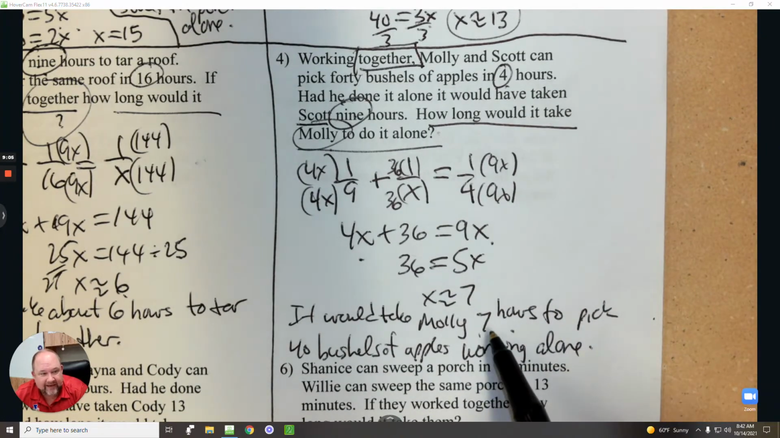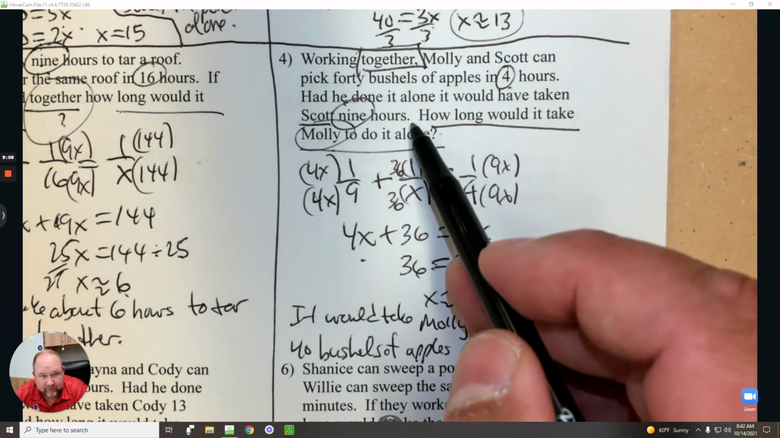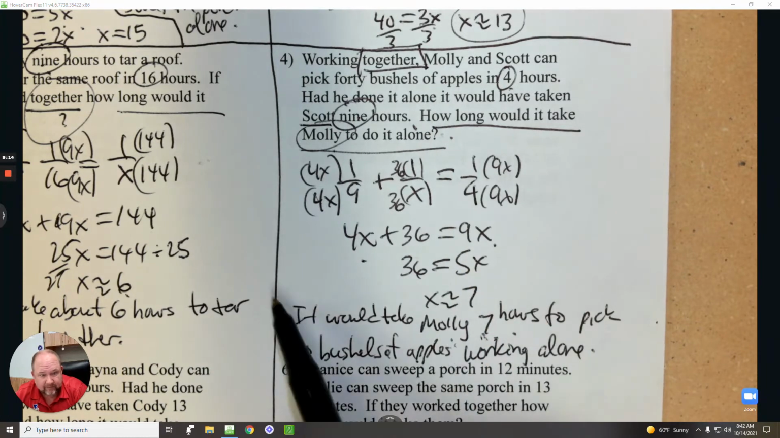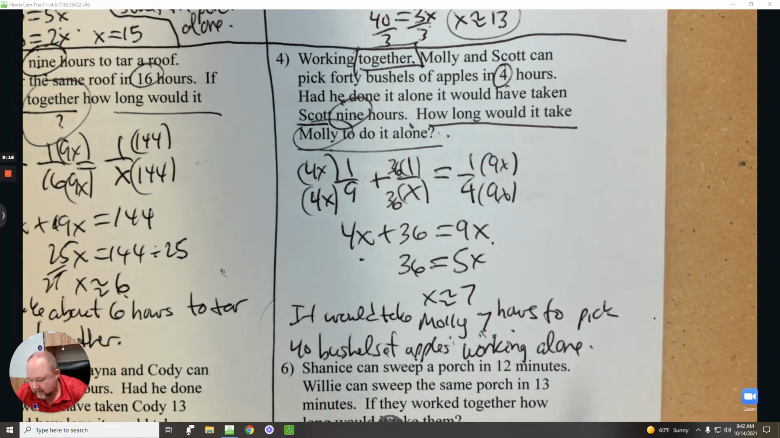So we have a sentence that answers the question and respects the story. The answer is 7, answers the question, but doesn't respect the story of where it comes from. This has to be in context. Number 5.